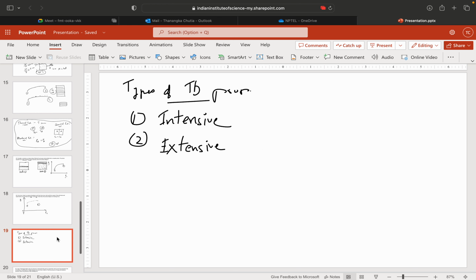So, types of properties. There are two types of thermodynamic properties: intensive properties and extensive properties. Intensive properties are those properties which are independent of mass.